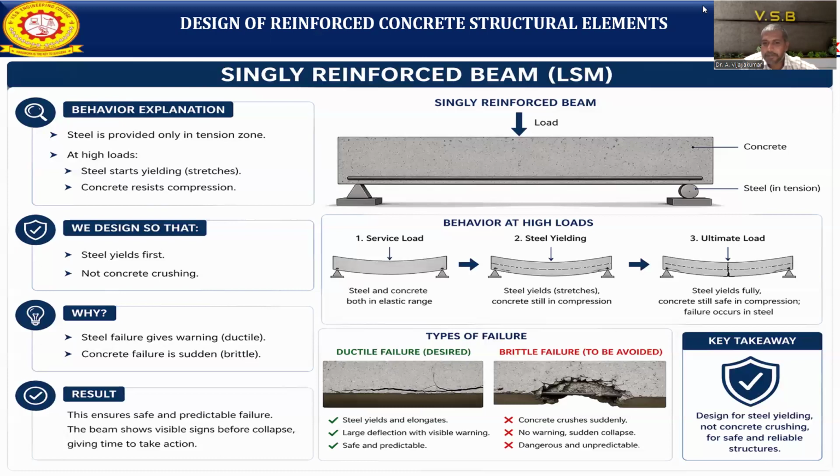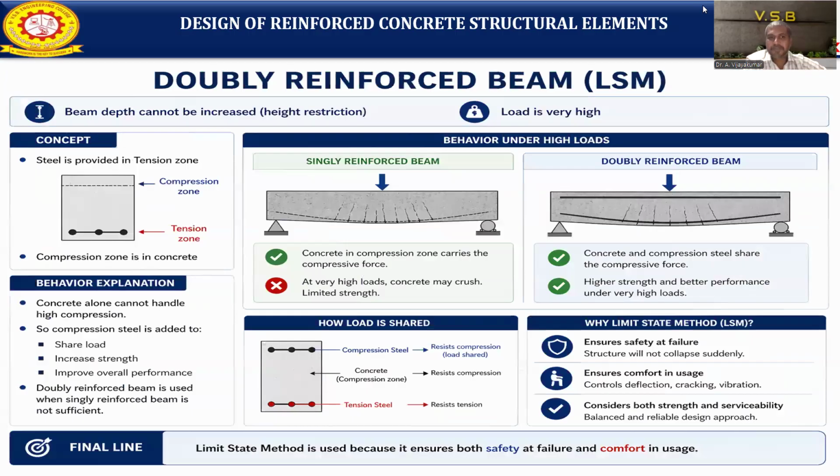Whereas in a brittle failure, concrete crushes suddenly. It won't give any warning. It is a sudden collapse. It's more dangerous and unpredictable for structural failures. What is the key while designing reinforcement? We need to design so that the steel yields first, not the concrete crushing, for a safe and reliable structure and design of concrete beams.